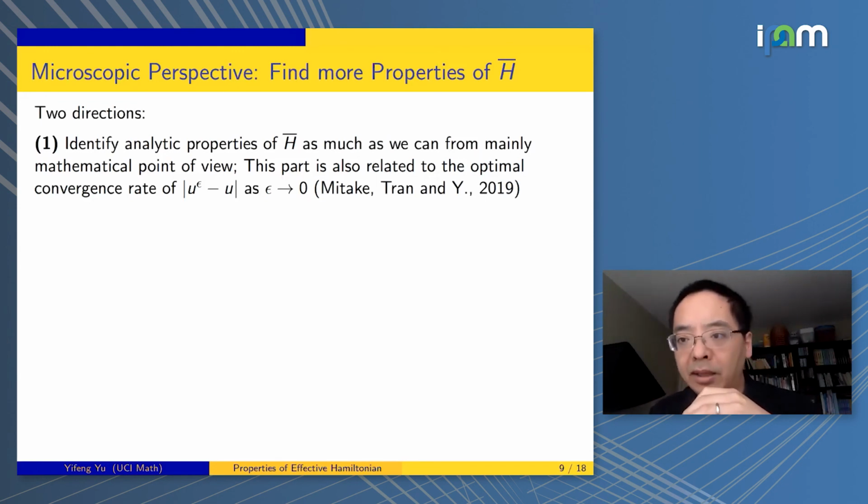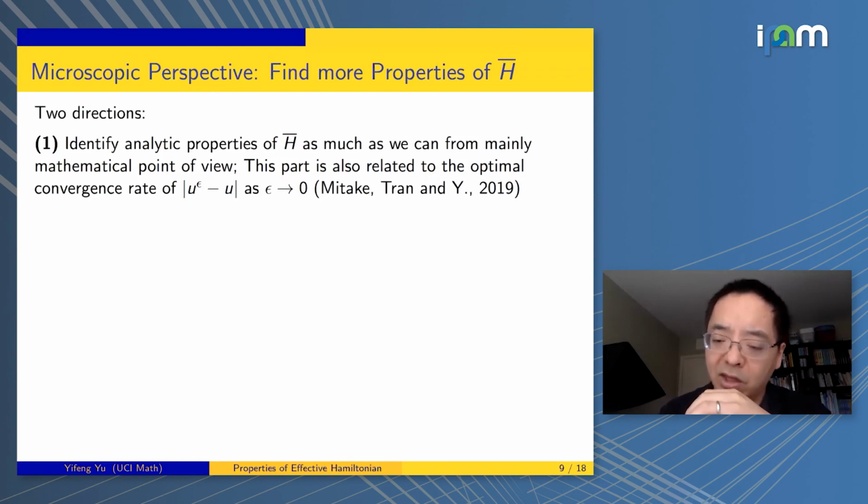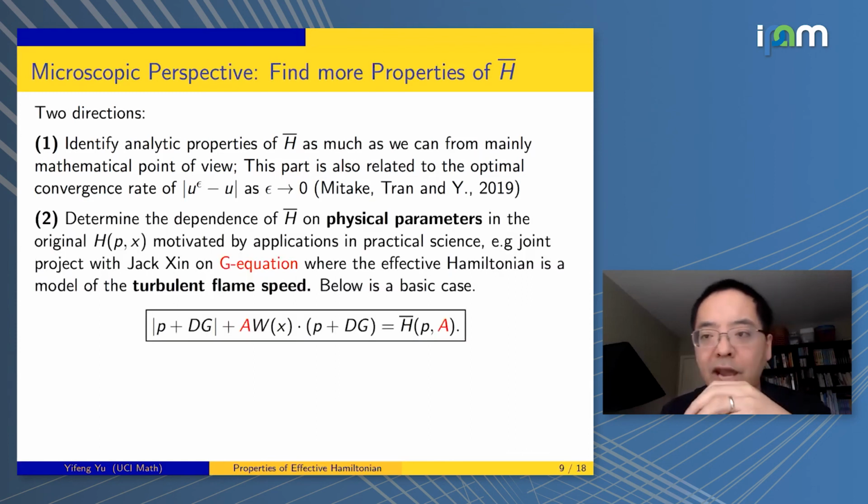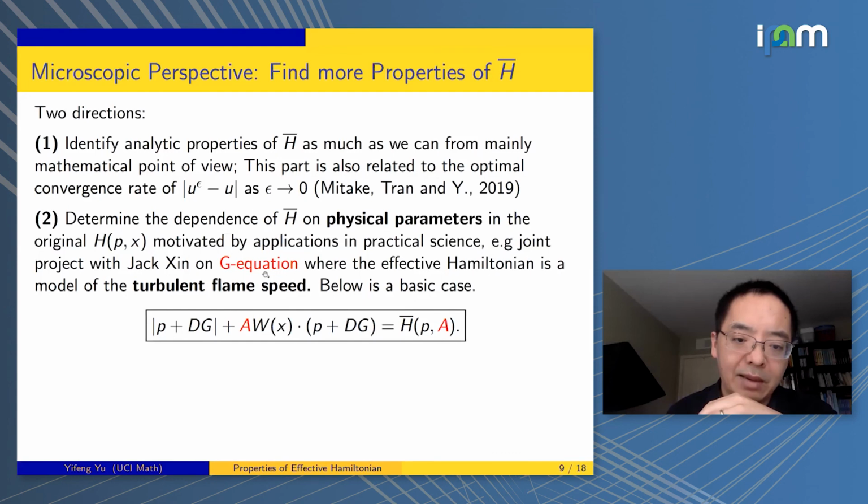But this is mainly from the mathematical point of view. Now another direction is from the physical point of view, because in some scenarios the effective Hamiltonian has a clear physical meaning. That is a project that I have been working on with my colleague Jack Xin for over 10 years. We are looking at something called a G equation. This is a basic example of a G equation.